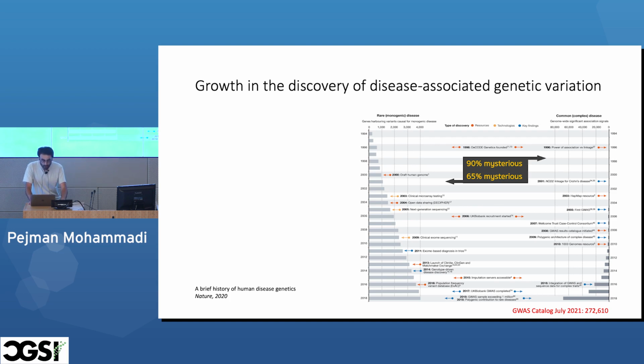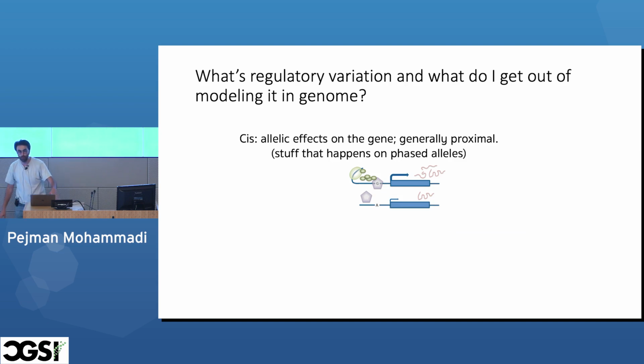So a lot of people are looking at the regulatory genome to try to make sense of some of these cases. Briefly, when we're talking about regulation, there are two main parts: cis and trans. I'm going to introduce it for the purpose of this talk. Cis-regulation is the case where you have some sort of regulatory variant sitting on one of your haplotypes, and it affects the regulation of the genes that are physically sitting on the same molecule.